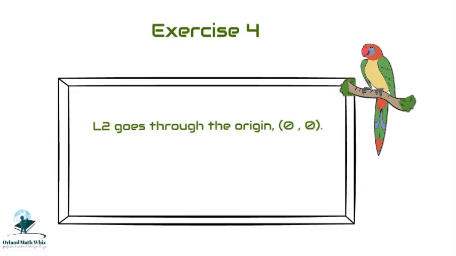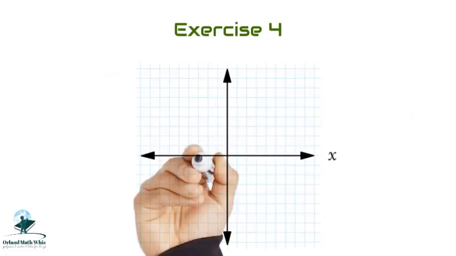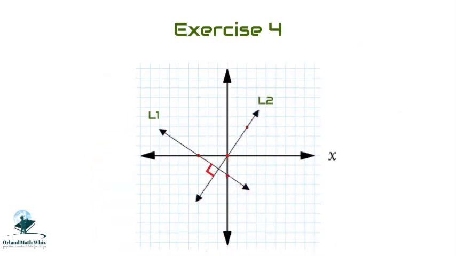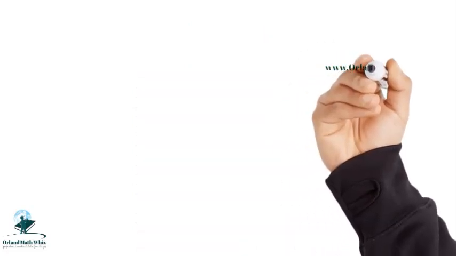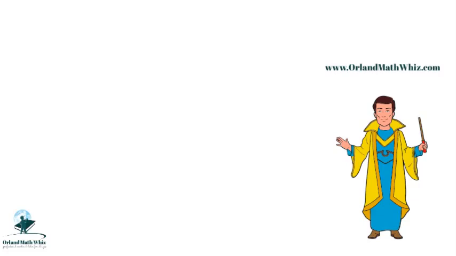L2 goes through the origin, (0, 0). So, the equation of L2 is y equals 3/2 x. Graphing both lines, we can clearly see that they are perpendicular. This completes today's video on graphing perpendicular lines.